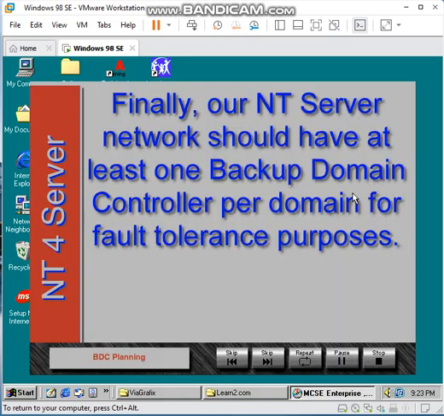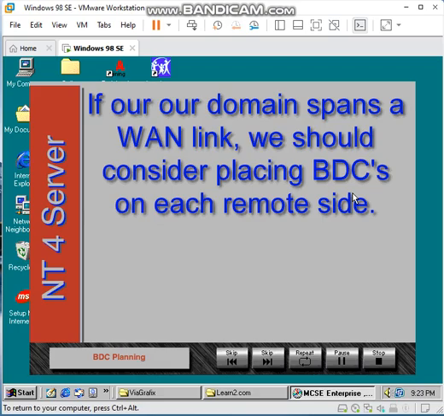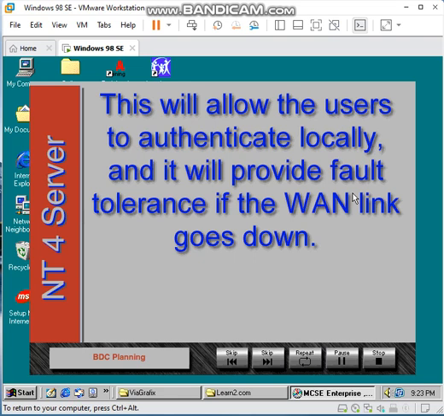Finally, our NT server network should have at least one backup domain controller per domain for fault tolerance purposes. But depending on whether our domain spans a WAN link and on the number of users we are supporting, we may need to add more BDCs. If our domain spans a WAN link, we should consider placing BDCs on each remote side. This will allow the users to authenticate locally, and it will provide fault tolerance if the WAN link goes down.